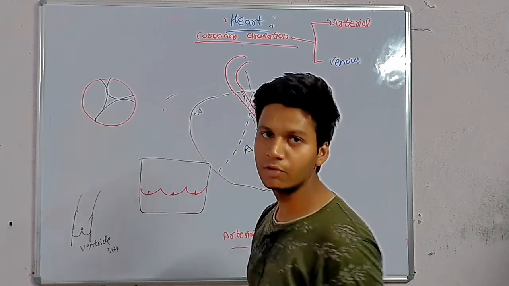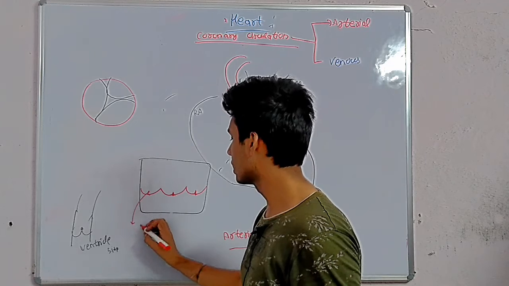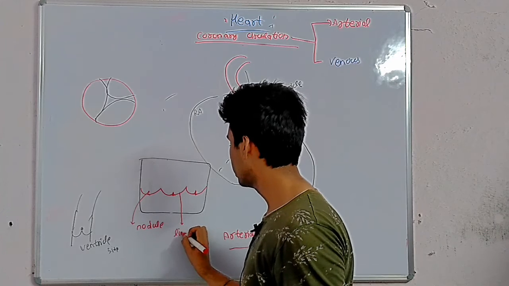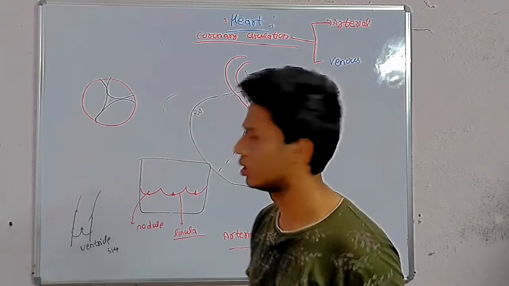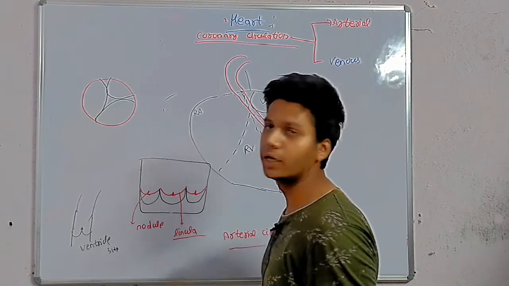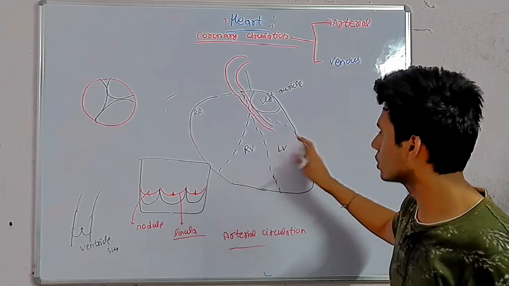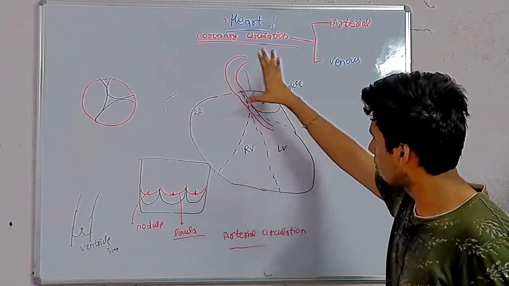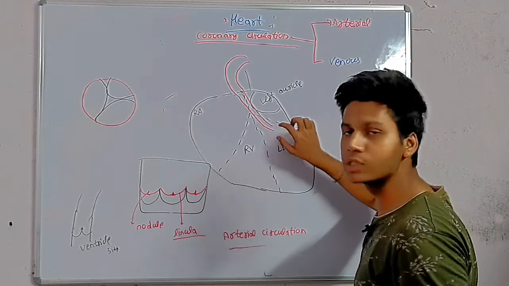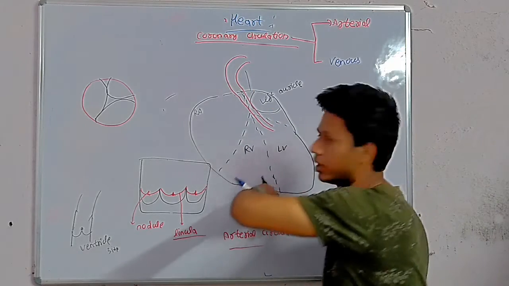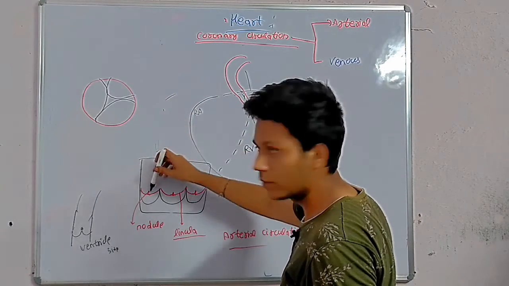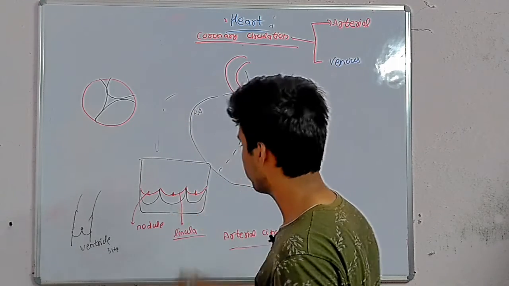In between the cusp there is a small projection called the nodule, and its border is called the lunule. This is the cusp, a bag-like structure which contains blood. When the ventricles contract, the blood goes into the aorta, and after some time the blood pressure decreases. When it goes backward, due to the semilunar valve it does not go into the left ventricle. When blood goes backward, it fills this cusp, and from this cusp we have some vessels.